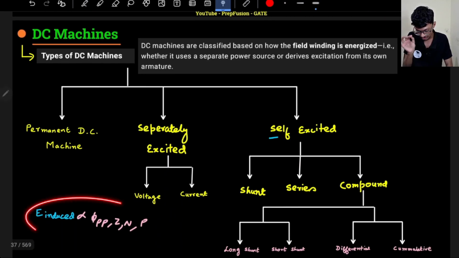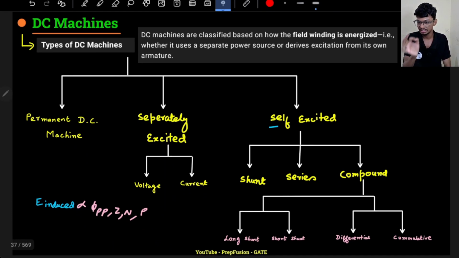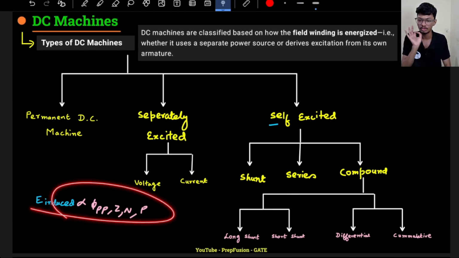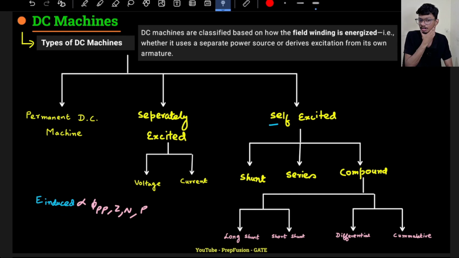So just an intuition, I have not derived the formula yet. I'm just telling you what my induced EMF is proportional to. My induced EMF is proportional to all these quantities. Now one more thing I want to discuss.